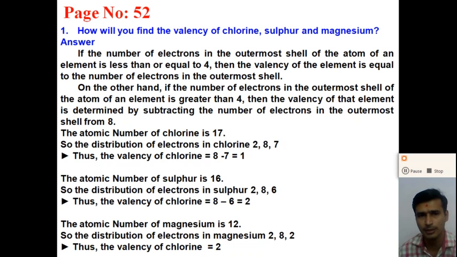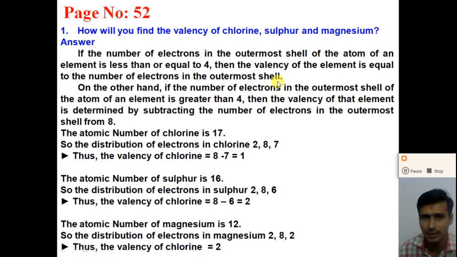So what do you mean by the valency? The combining capacity of an atom to lose or to gain electrons from the outermost orbit is called the valency of an atom, right? So if the number of electrons in the outermost cell of an atom, an element, is less than or equal to 4, then the valency of the element is equal to the number of electrons in the outermost cell.